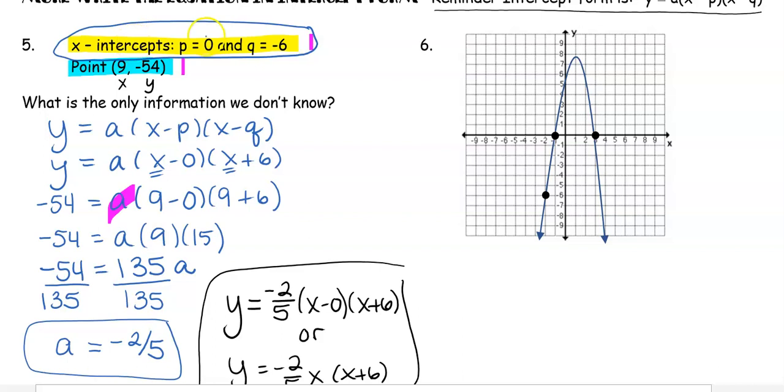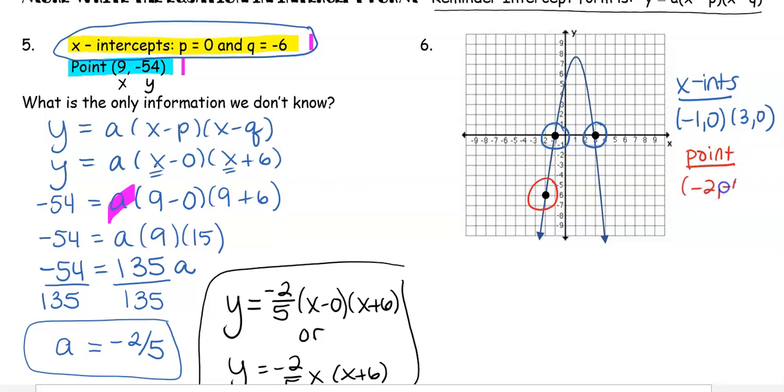All right, so for number 6, we're actually going to do this the same way we did number 5. The only difference is in number 5, I told you what the information was, and in number 6, I showed you what the information was. So here, I'm showing you that your x-intercepts are at (-1, 0) and at (3, 0). And then I'm showing you that you have a random point at (-2, -6). And maybe it's not a random point. Maybe I give you the y-intercept. It really honestly doesn't matter. You just need your intercepts and a point. It doesn't matter what point it's going to be.